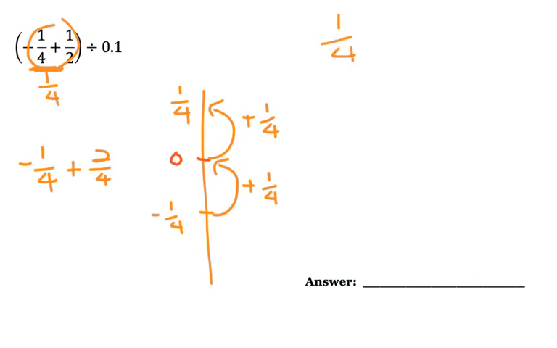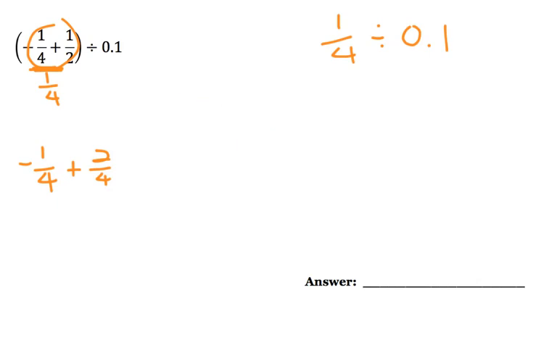So I can rewrite the problem like this. Okay, so if the past 2 days have been easy for you, then that hopefully made sense. From there, we have some options. I think what I'm going to do is I'm going to rewrite 1/4 as 25 hundredths.